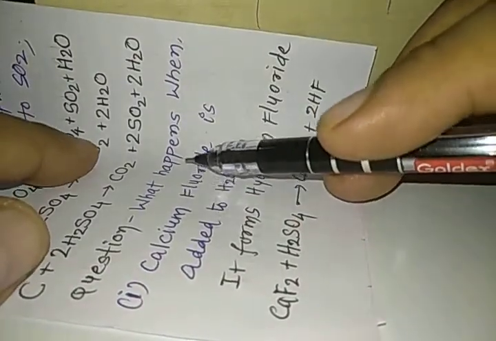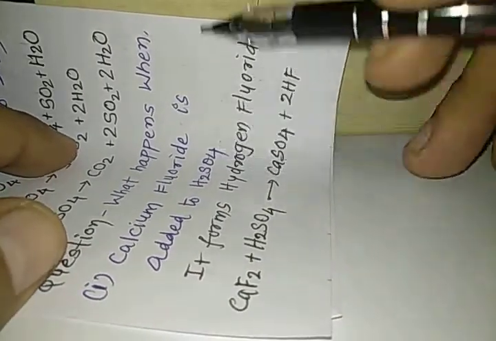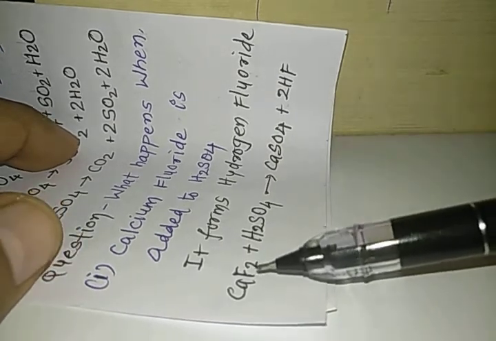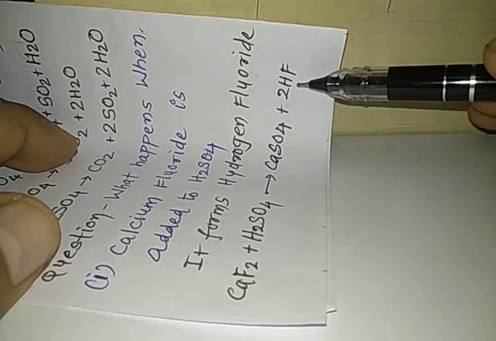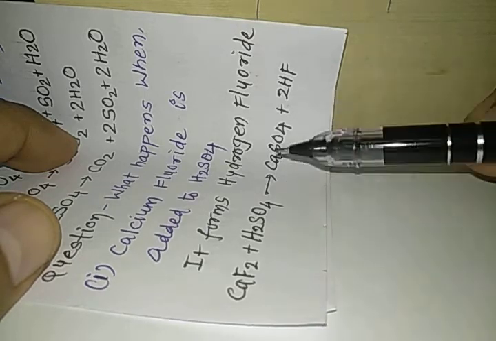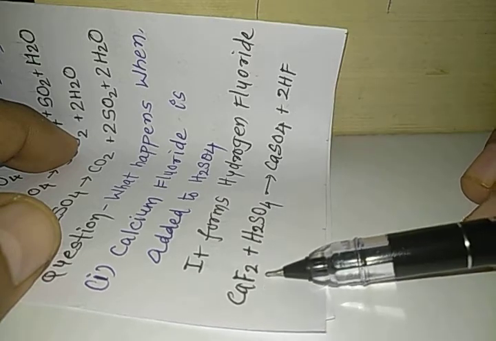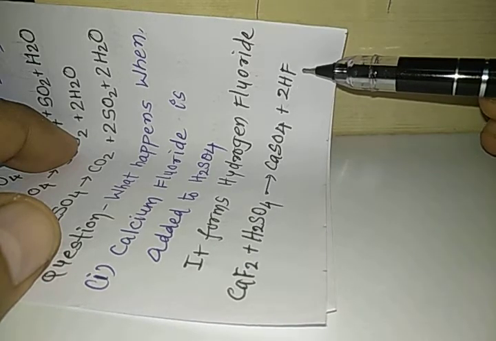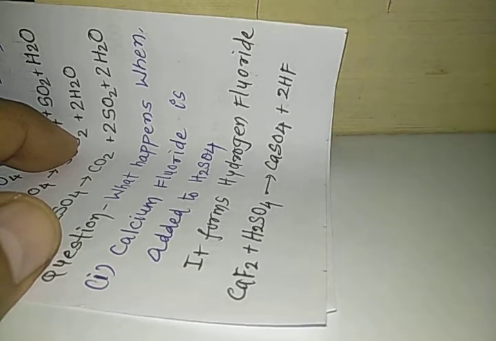Then we have the next question: what happens when calcium fluoride is added to H2SO4? We have already seen one equation: any metal fluoride or metal halide, when it reacts with H2SO4, produces the more volatile acid. So CaF2 will produce HF, CaCl2 will produce HCl, and Ca(NO3)2 will produce HNO3. Here you can see that calcium fluoride, when it reacts with H2SO4, produces calcium sulfate and hydrofluoric acid.